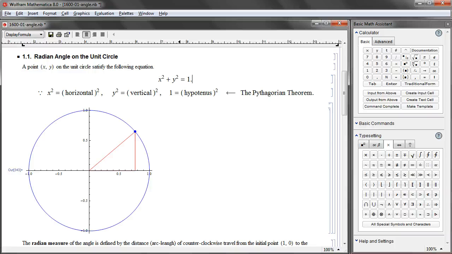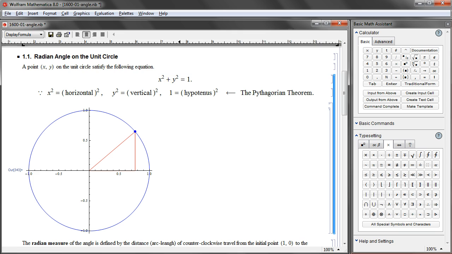This is an equation of a unit circle. X squared plus y squared is equal to 1, and there you can see the explanation. X is the horizontal side of this inscribed red right triangle. Y is vertical. So if you use the Pythagorean theorem, horizontal squared plus vertical squared is hypotenuse squared. So you're going to have 1 squared. The radius is 1, and 1 squared is equal to 1, so we have just 1.